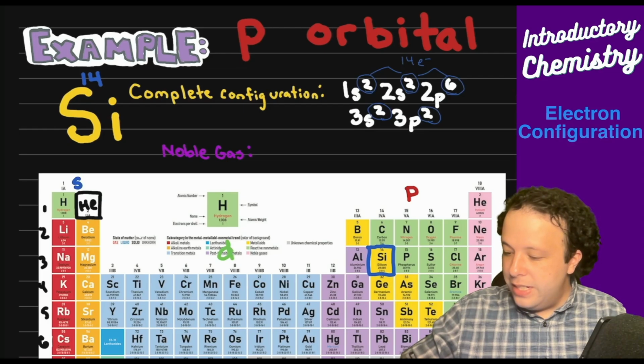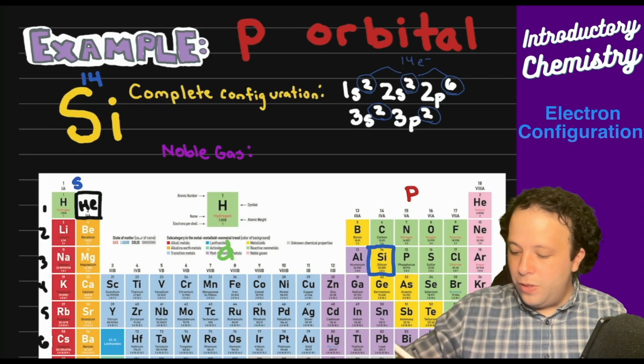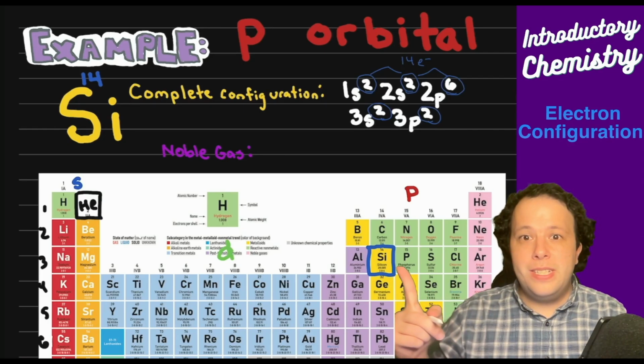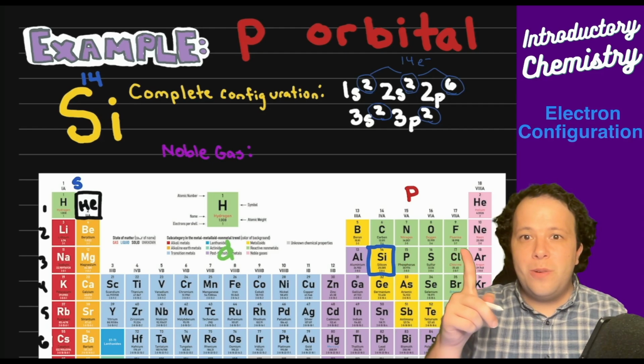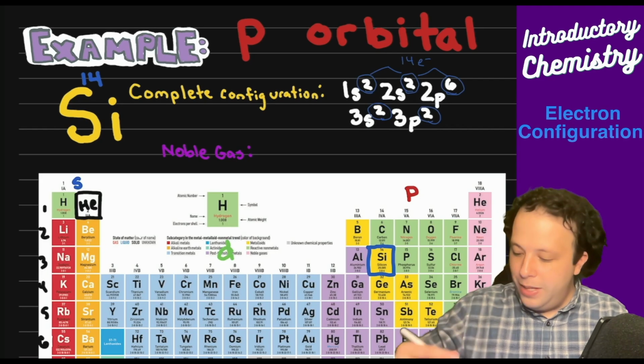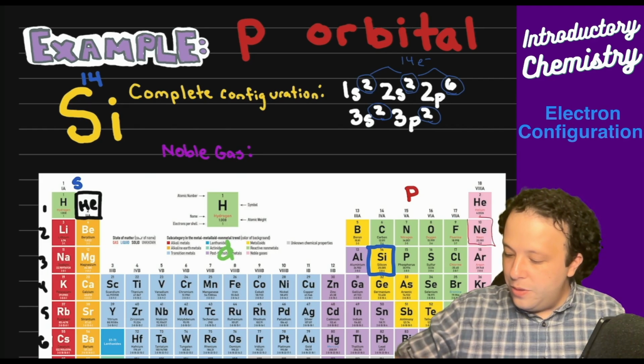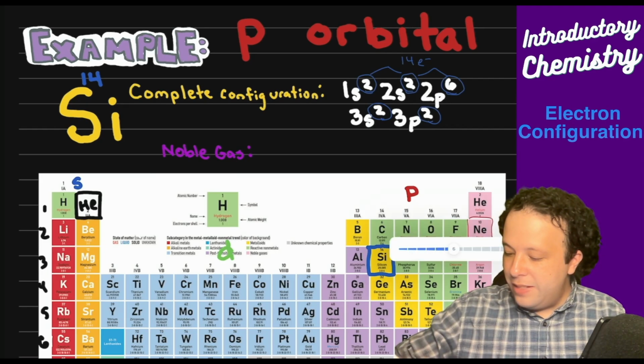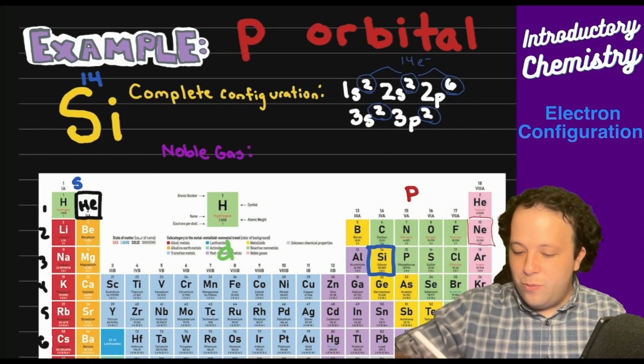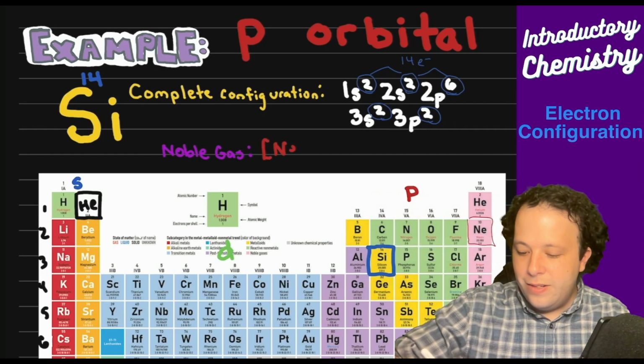Now, what else is there? Same thing as before. We're going to look for the noble gas that's above silicon here. If you look over, what's above it? We can see neon is right above it. So neon is your choice of gas. We will write that in as neon, right?